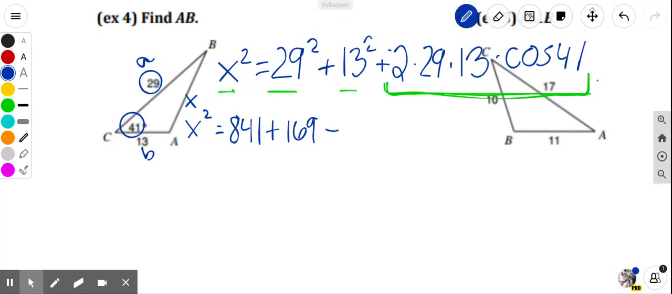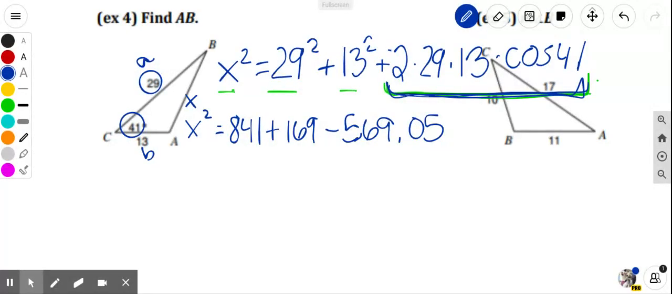And then in my calculator, I'm just punching in 2 times 29 times 13 times cosine of 41, which is 569.05, and it's positive in my calculator. So I'm going to put 569.05. I say it's positive because sometimes when you plug this part in, it'll be negative, and then you'll have a negative and a negative, and that becomes positive. So just really pay attention to your signs. That's sometimes where kids make mistakes.